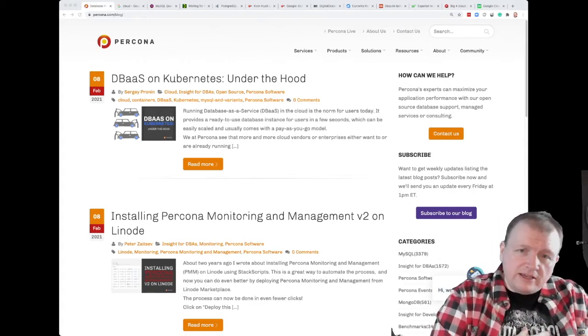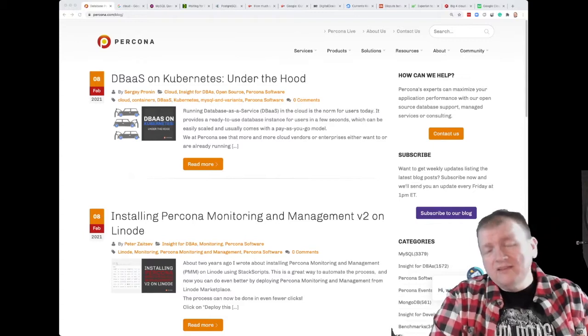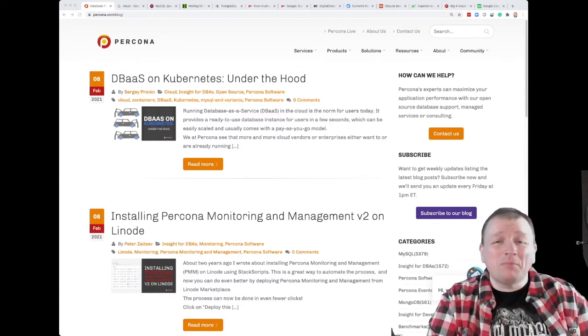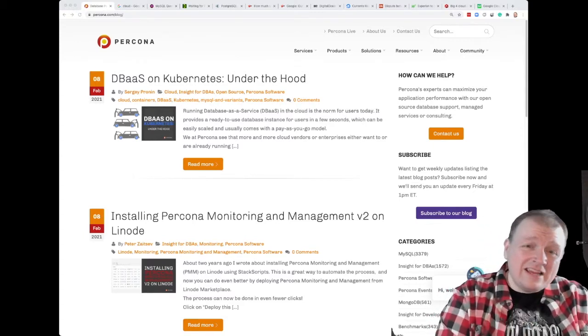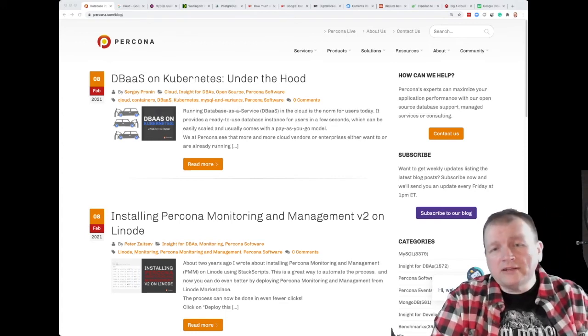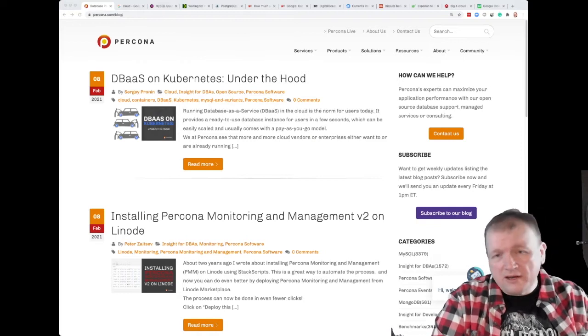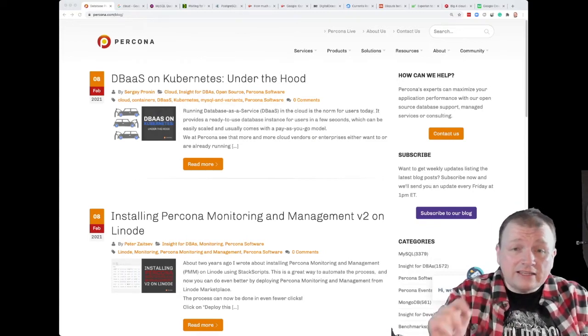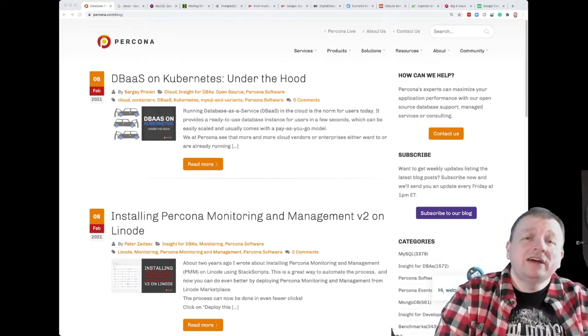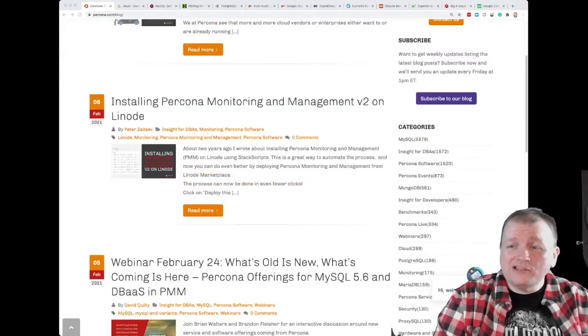Now, our CEO and founder, Peter Zaitsev, is talking about installing Percona Monitoring and Management on Linode. If you're running Linode and want to know how to do it, it is an easy process because it is available from the Linode marketplace. It is a good, quick, brief refresher on how to do that.